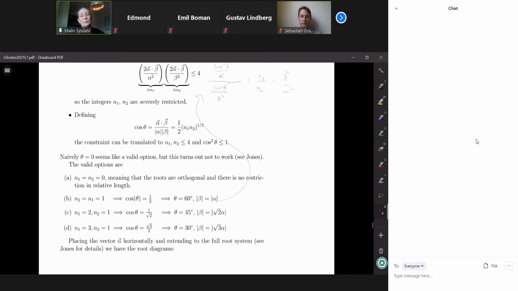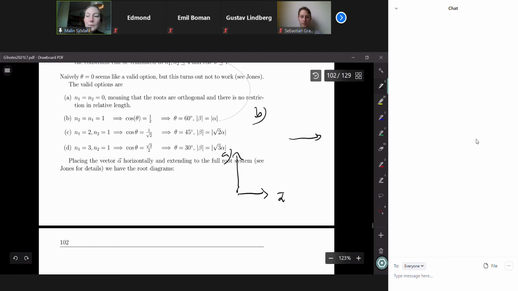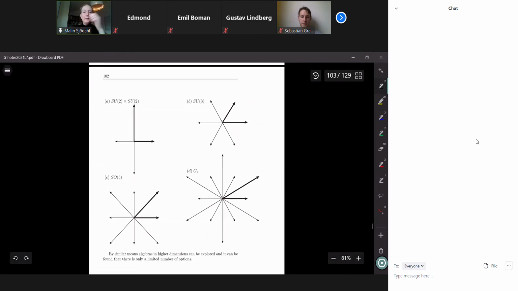So with this, if we place the root vector alpha horizontally like this, we can draw the relative position of the root vector beta. So here, for example, in the first case, beta was orthogonal. In the second case, the angle between them was 60 degrees and they were equally long. So I have something like this, etc. And here we have that done.